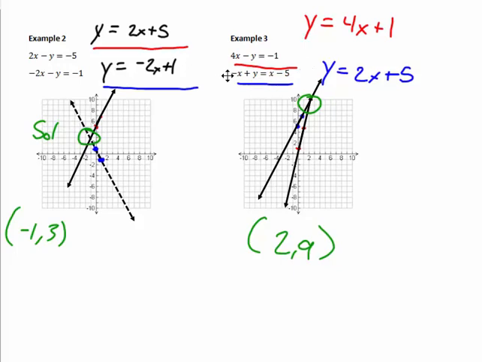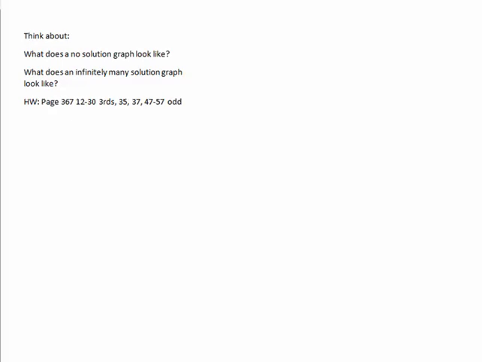Same thing over here. I had some combining to do. I took a positive x, moved it over here, and ended up with 2x. Okay, no big deal, still just solving for y. I end up with my two lines. The solution is up here. 2, 9 is a solution. There you go.